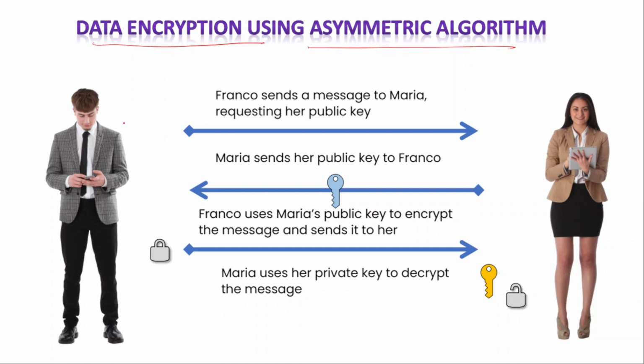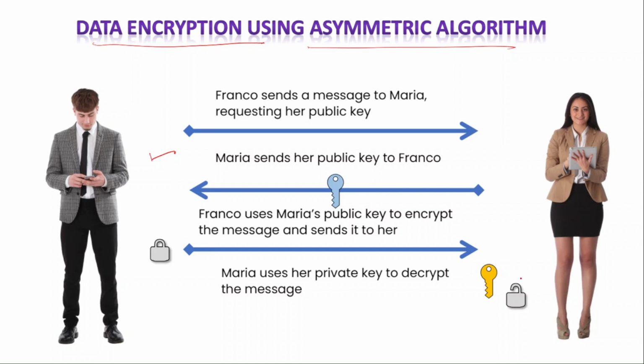So let's suppose this is Franco and this is Maria, and they want to communicate using an asymmetric algorithm and do encryption using this algorithm. So Franco sends a message to Maria requesting her public key. So remember, the public key can be shared with anyone. So Maria sends her public key to Franco. So this is Maria's public key. And now Franco uses Maria's public key to encrypt the message and sends it to her. So Franco wants to send a message to Maria, so he encrypts it with Maria's public key.